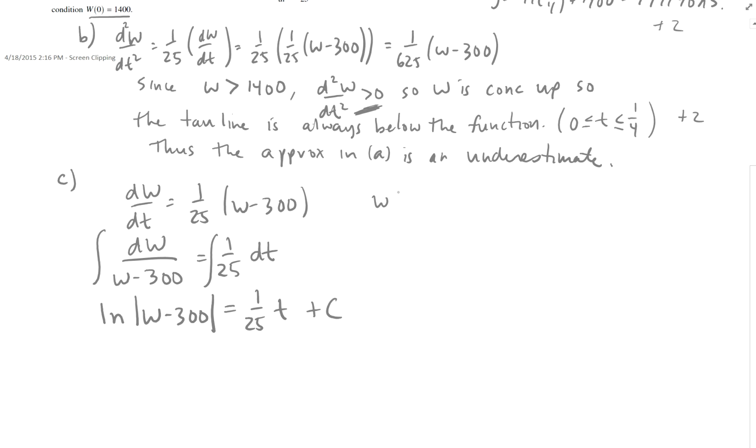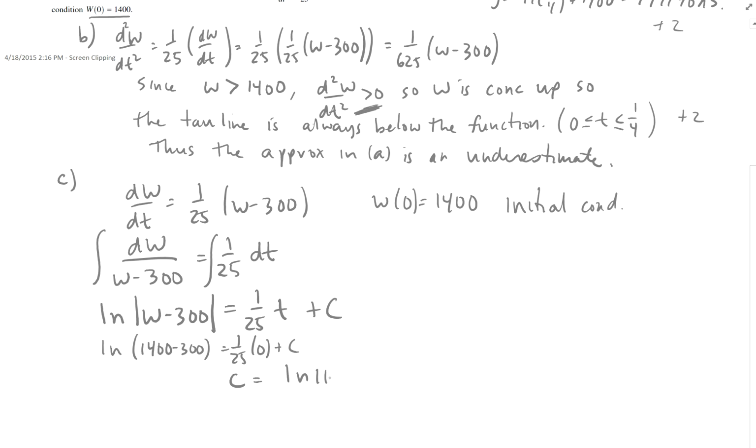The initial condition was W of 0 is 1400. That was my initial condition. I'm going to plug it in here, and I get log of, I don't need absolute value anymore because I know this is positive, equals 1 over 25 times 0 plus C, so the constant is going to be the natural log of 1100.